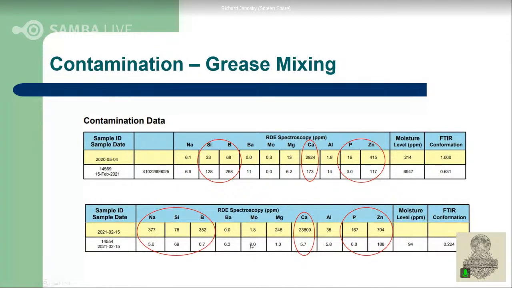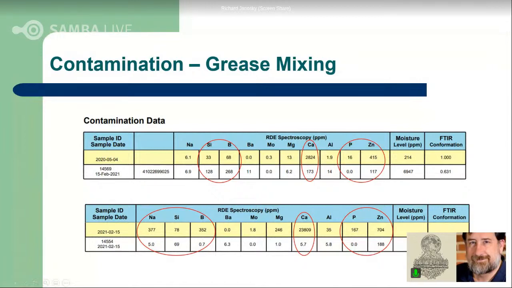The lower sample here, we can see that the baseline had an even higher amount of calcium as an additive starting out with. And we saw the same idea where our additives have been depleted or changed with the addition of the incorrect grease. We lost that calcium, so we're mixing our thickeners. We've lost our phosphorus and zinc in there as additives. And then here we see an even more extreme change in the FTIR confirmation. So it's even lower than the previous example. So these are greases that are extremely different.